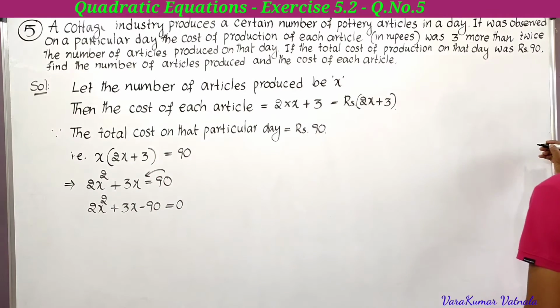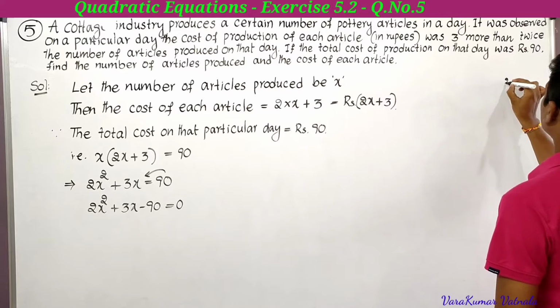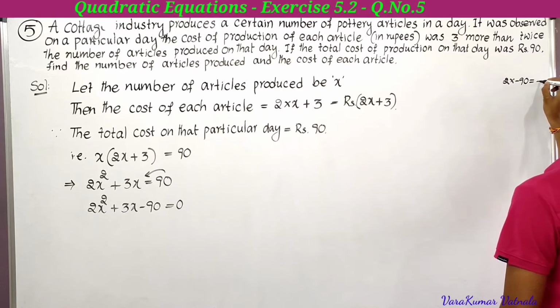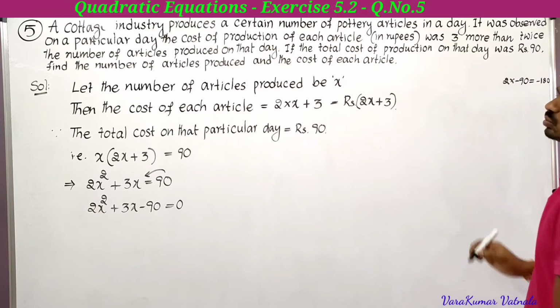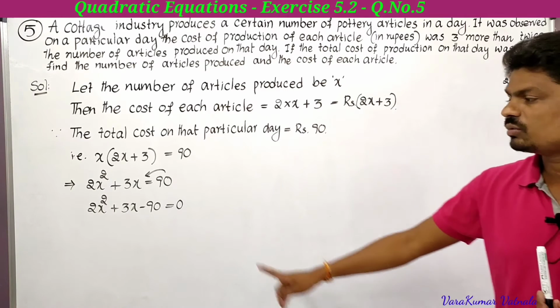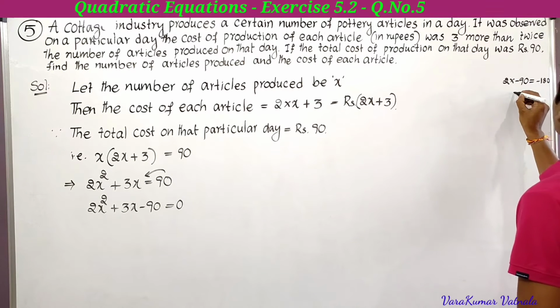So here the coefficient of x square is 2. So I'm multiplying here. And the constant is minus 90. 2 into minus 90 is minus 180. Now we have to select two factors for minus 180. Their product should be minus 180, but their sum should be plus 3. So now I have to resolve into factors.